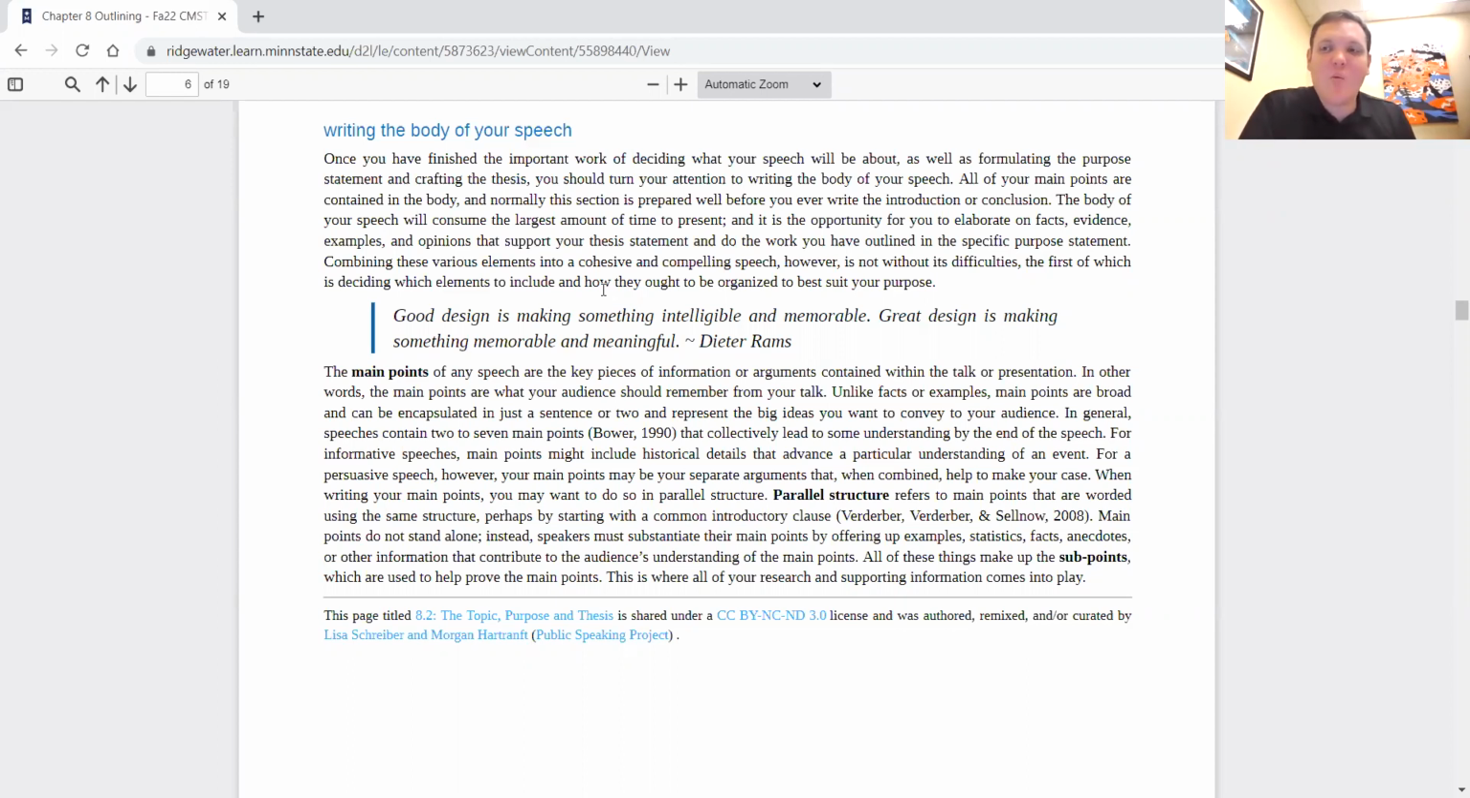So you're going to want to figure out what are your main points for your speech. You probably have already done some research. So you might want to think, how does that research frame these main points, or how can your research fit into some main points?